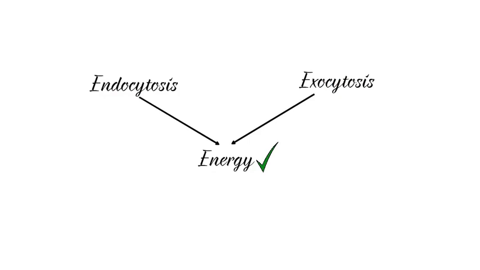So there you have it. These are the main transport processes across the plasma membrane. From simple diffusion to complex active transport, these processes are essential for maintaining the balance of substances within cells and allowing them to function properly.